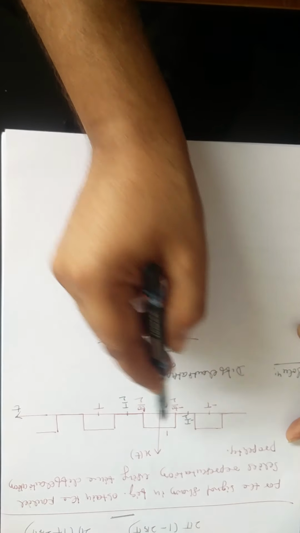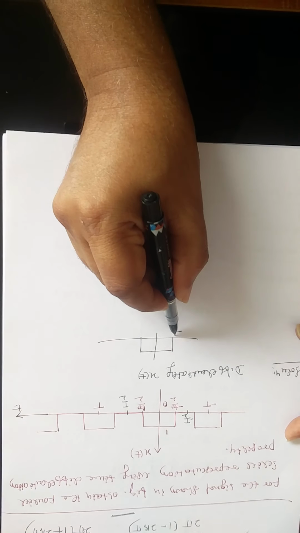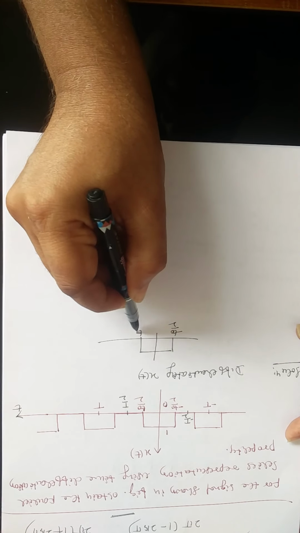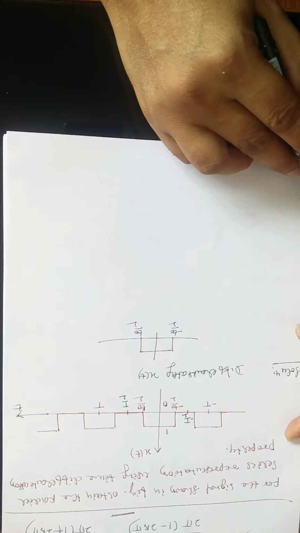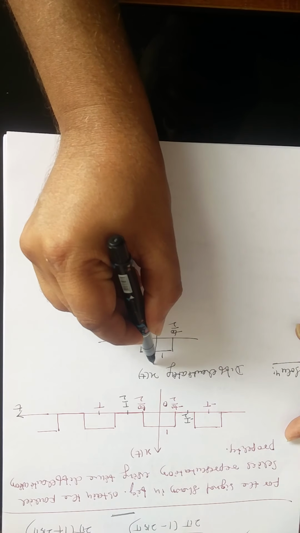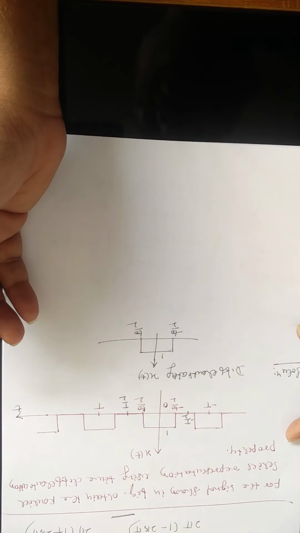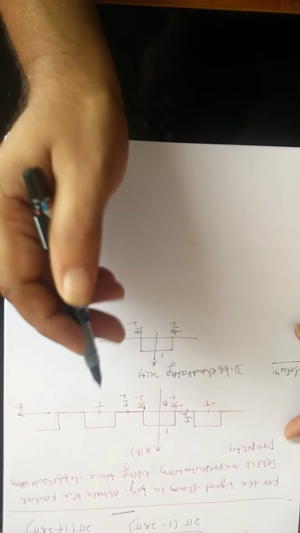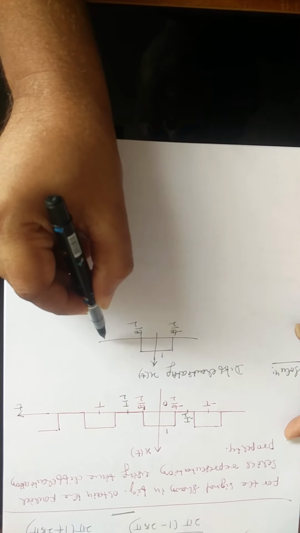to differentiate this, let us consider this part now, which exists from minus t naught by 2 to plus t naught by 2, because outside this range it is 0, and its value inside is 1. The differentiation of a rectangular pulse we will get as a unit impulse function, so I'll take only this part.